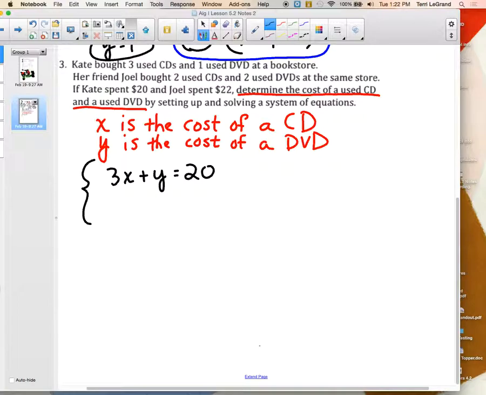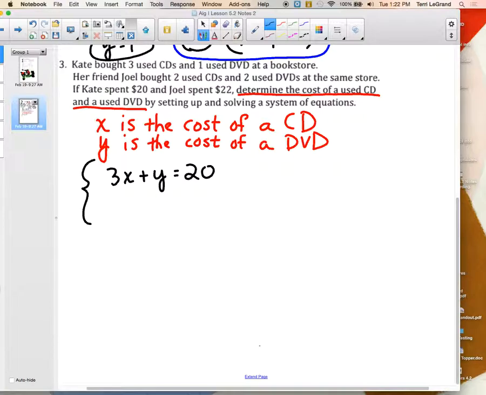Do we really need that 1 in front of the y? No. And equals 20. Why is that? She spent a total of $20. So how much money she spent on CDs plus how much money she spent on DVDs should add up to how much money she spent altogether. Okay, the other equation. Blaine?